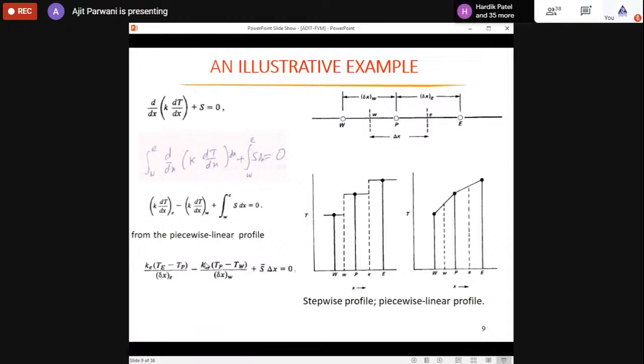Here this KE and KW, right? Suppose the conductivity is also varying with this domain. There is a variation of conductivity in this domain.